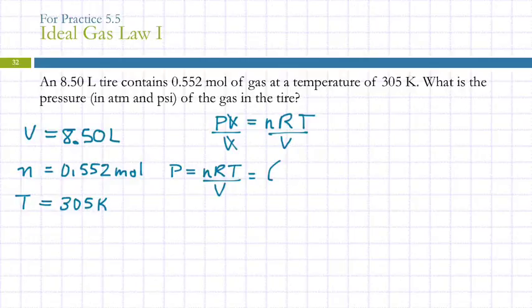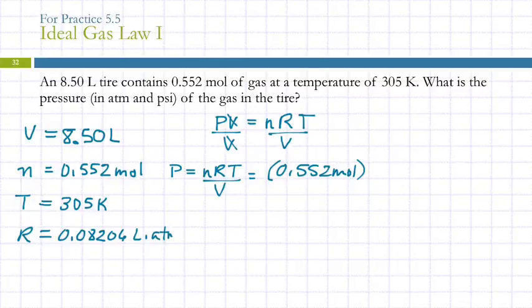So what's n? Well, we've got it labeled right there, 0.552 moles. R is not in the problem. I encourage you to memorize this. It'll save you a lot of time. 0.08206 liter atmospheres per mole Kelvin. The units on R tell you what the units on your other variables have to be. So this tells me that my volume has to be in liters, amount of gas in moles, pressure in atmospheres, temperature in Kelvin. I've got liters, moles, and Kelvin. Things are good.